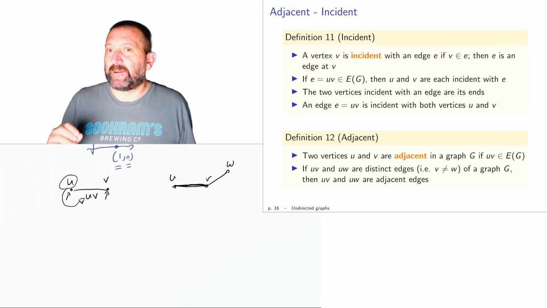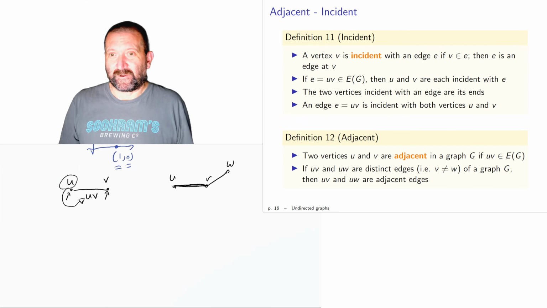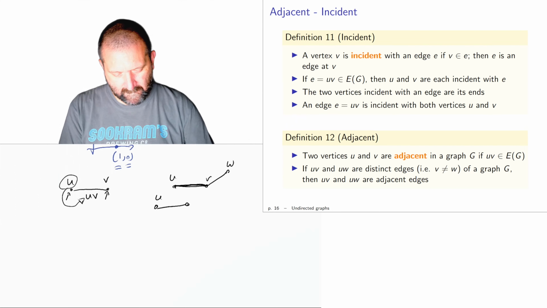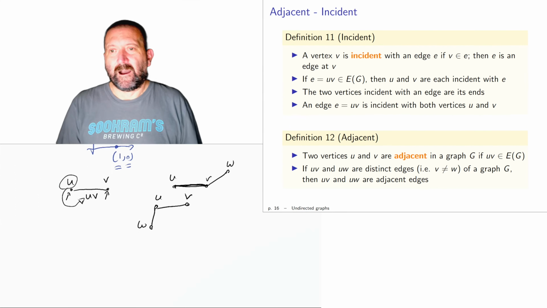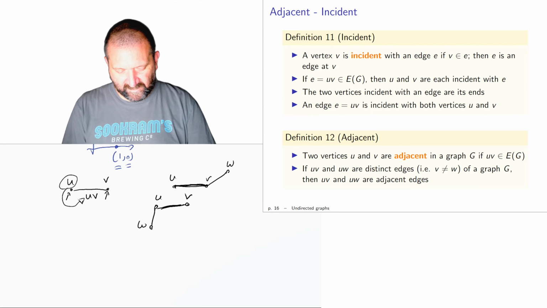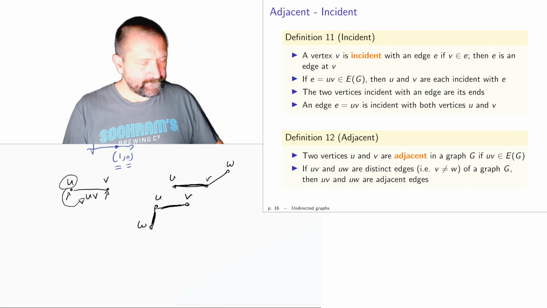And if UV and UW are distinct edges, so essentially what I wrote here, then we say that these two edges are adjacent edges.